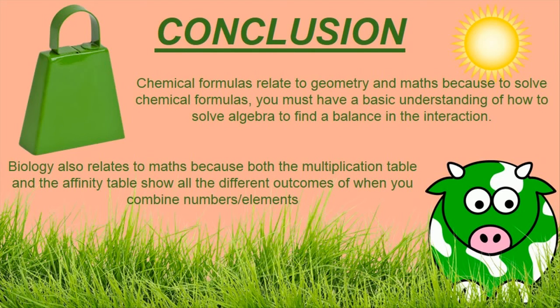Conclusion. Chemical formulas relate to geometry and maths, because to solve chemical formulas, you must have a basic understanding of how to solve algebra to find a balance in the interaction. Biology also relates to maths, because both the multiplication table and the affinity table show all the different outcomes of when you combine numbers/elements.